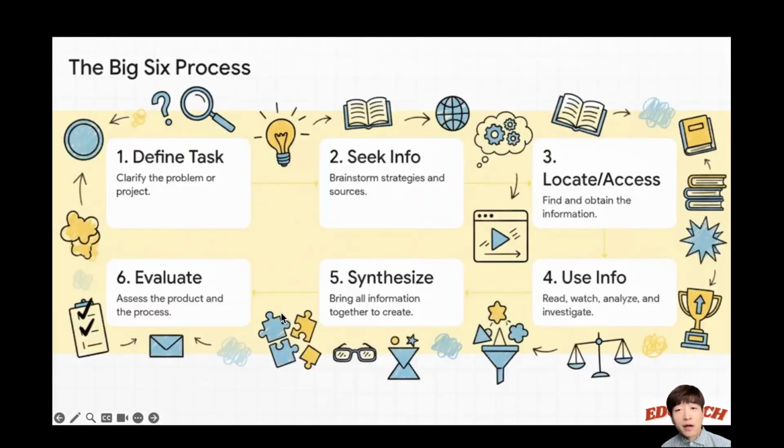What is it we are actually trying to do? Then you brainstorm how you're going to find the information. Third, you go find it. Fourth, and this is the key, you actually use that information: you read it, you watch it, and you analyze it. And then synthesis: you take all these different pieces and weave them together into your final product. And last, you evaluate not just the final thing you made, but the process itself. How did we do? What could we do better next time? It is a full learning cycle.